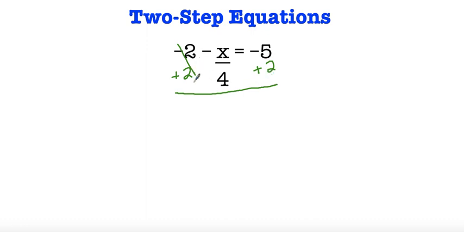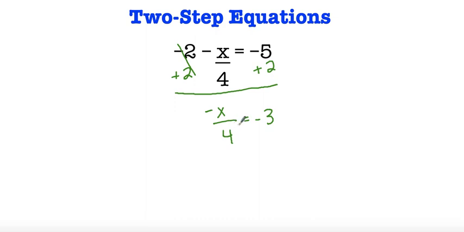So negative 2 and a positive 2, those are opposites. They cancel out because that equals 0. On the left side, I'm just left with negative x over 4 is equal to, here I have negative 5 plus 2, so the signs are different, so I'm going to subtract and keep the sign of the one with the greatest absolute value, and that is 5, so this is actually negative 3. So here I have negative x over 4 is equal to negative 3.